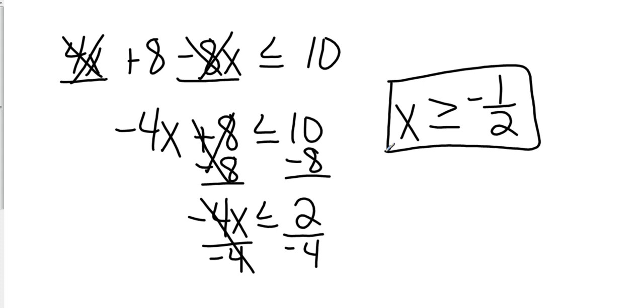Okay, so that is multi-step inequalities. Make sure you combine like terms if you have them. And the most important rule of today is if you multiply or divide by a negative number, you will change your inequality sign.